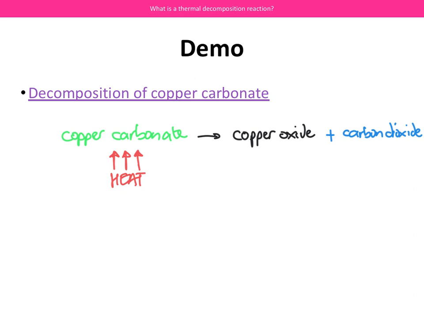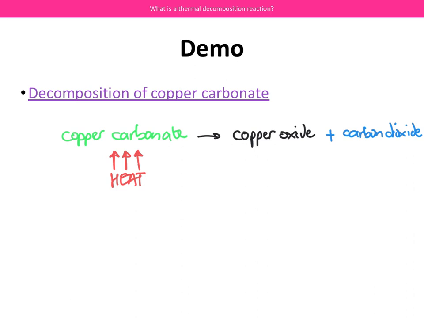So we heat this copper carbonate, and it decomposes, it breaks down into two simpler chemical substances, one of which is copper oxide, which is black. So we get a color change, which is a sign of a chemical reaction, and then the other product is carbon dioxide.